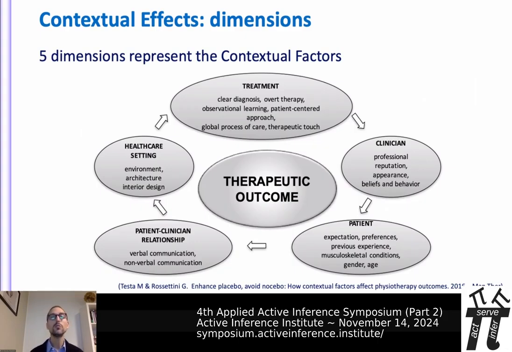In addition to the relational component, the treatment characteristics also play an important role. They represent the rituality of the treatment. Finally, the 5th dimension is represented by the characteristics of the setting within which the encounter is being delivered, such as the environment, the architecture, and also the interior design. All these 5 dimensions interacting with each other influence the overall therapeutic outcomes. The question we have to ask ourselves is, through which mechanisms does this happen? I will tell you in the next slides.